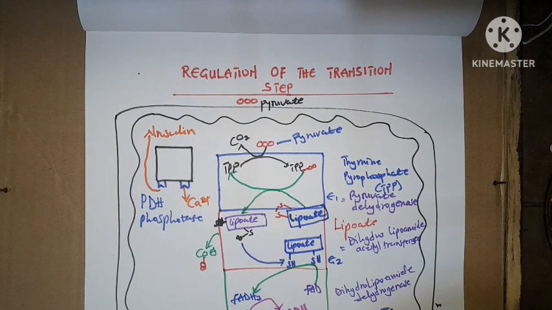So this will help to rip off the phosphate attached to enzyme 1 and then help it to make more ATPs.